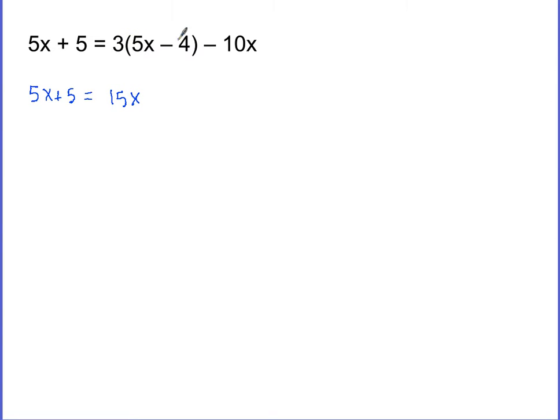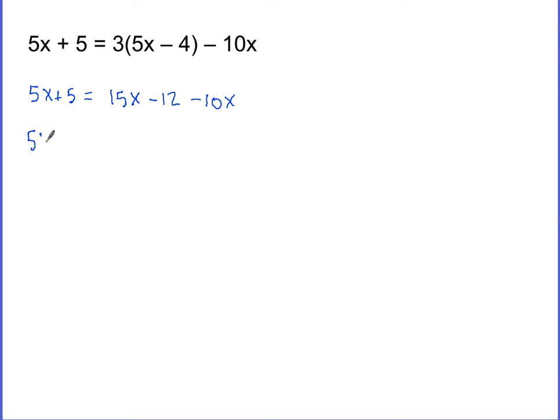And then distribute here. So 3 times minus 4 would be minus 12. And this is outside the parentheses, so it doesn't get multiplied by anything. It just is still there, minus 10x. Okay, I'm still not ready to start solving yet. I still need to simplify this side.